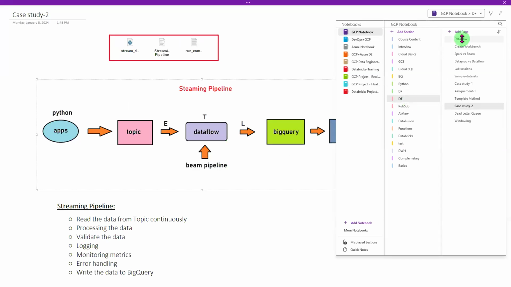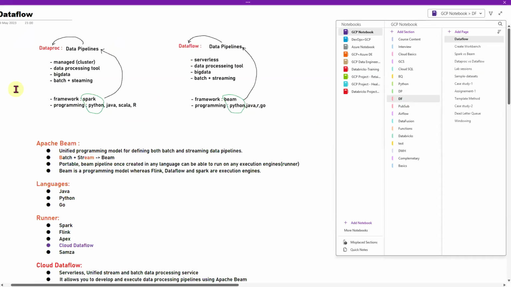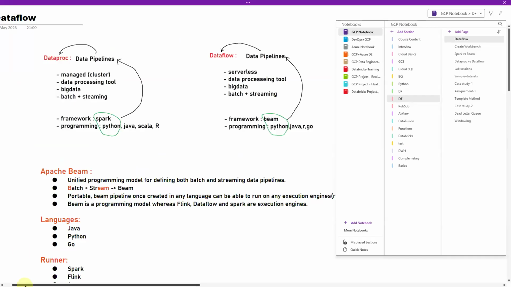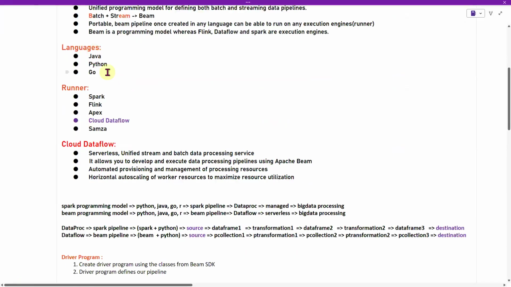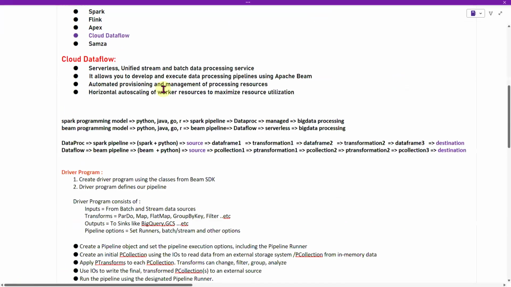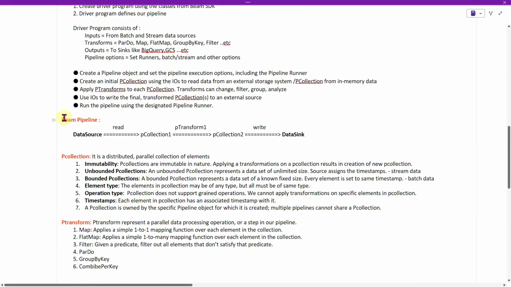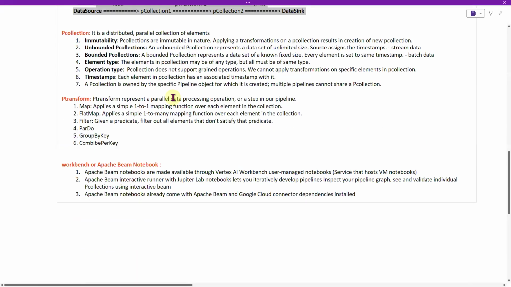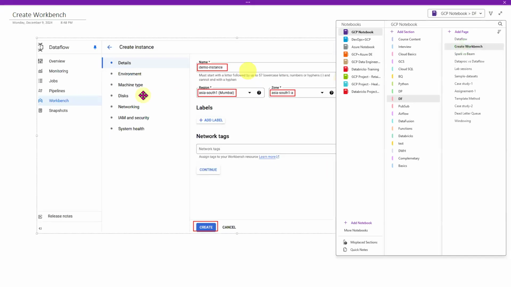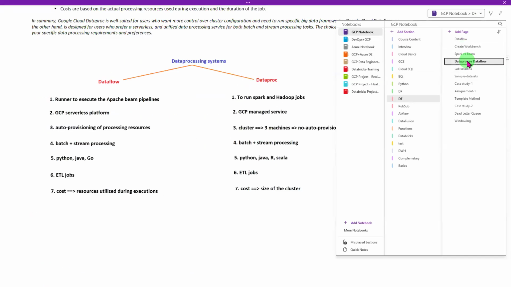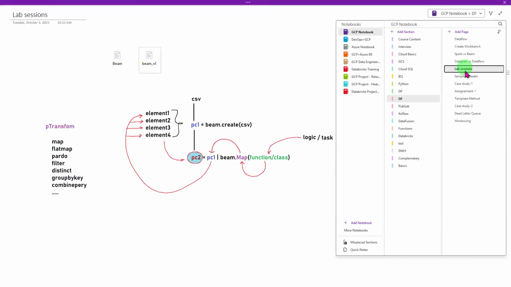Again, Dataflow. What is Dataflow? How is it different from Dataproc? What is Apache Beam? Languages, runners, Dataflow, and a simple Beam pipeline looks like this one. PCollections, PTransform. Creating a workbench for practice purposes. Spark versus Beam, Dataflow versus Dataproc, and lab sessions.